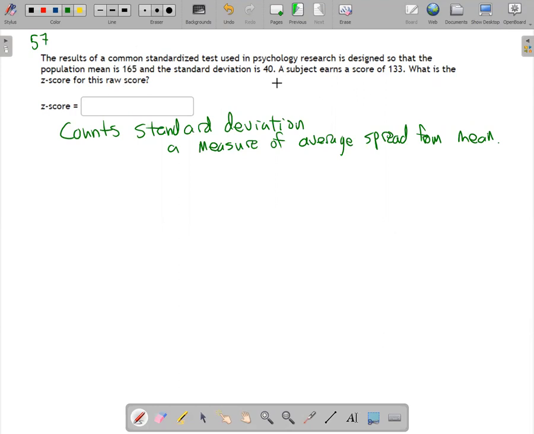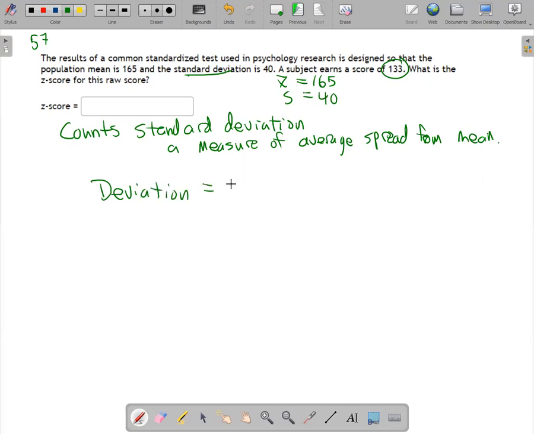So here I see the mean, we usually call that X bar. They're saying the average score is 165. And they're telling me the standard deviation, the average spread from 165, is about 40. Okay. And they say a person earns a score of 133. So a couple things we can calculate based on the 133. We can calculate deviation. Deviation is just distance from the mean.